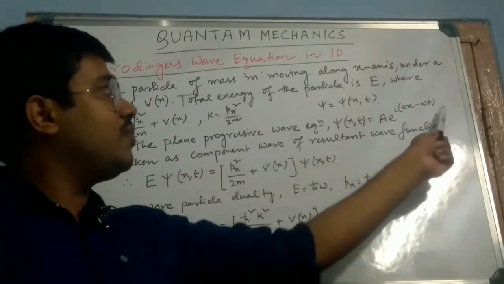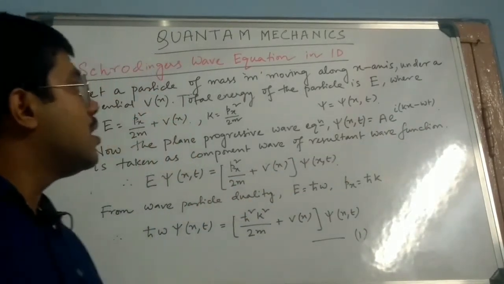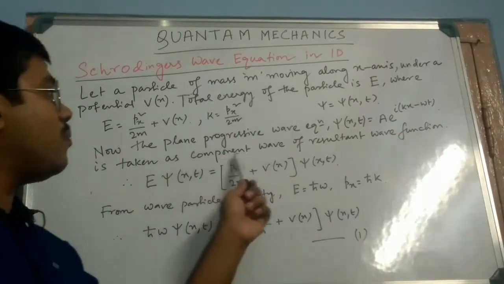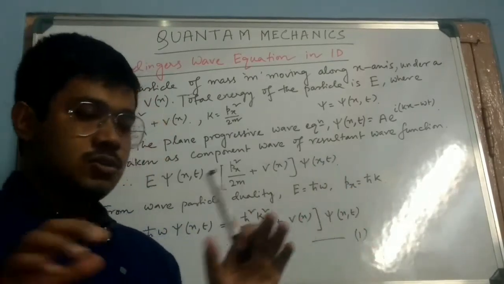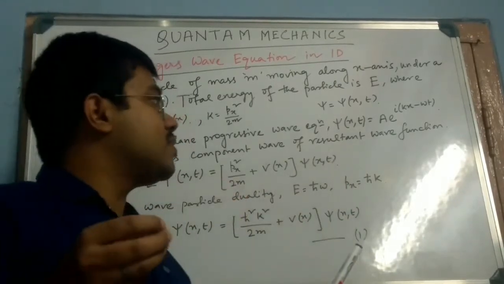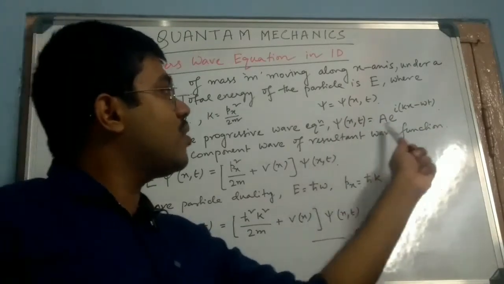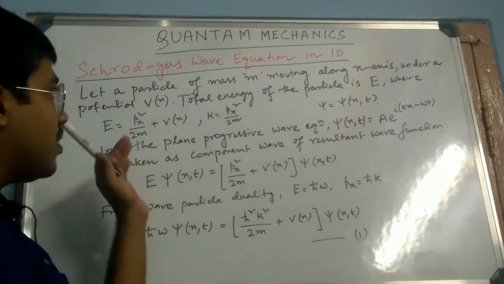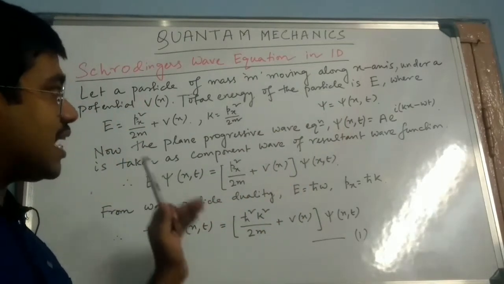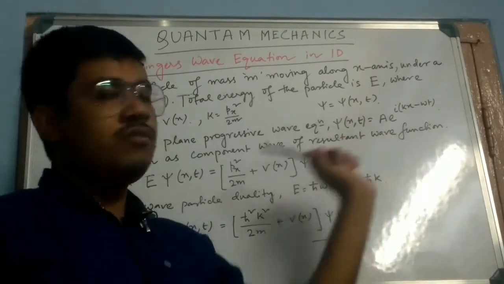This is the form of a plane progressive wave equation, where omega is the angular frequency, or angular velocity. This is taken as a component wave of the resultant wave function. A resultant wave function is built up by these small component waves. Such a component wave is taken in the plane progressive wave equation form. Because the particle of mass m is moving along the x-axis, the wave function associated with the particle is taken to be a plane progressive wave equation in this form.